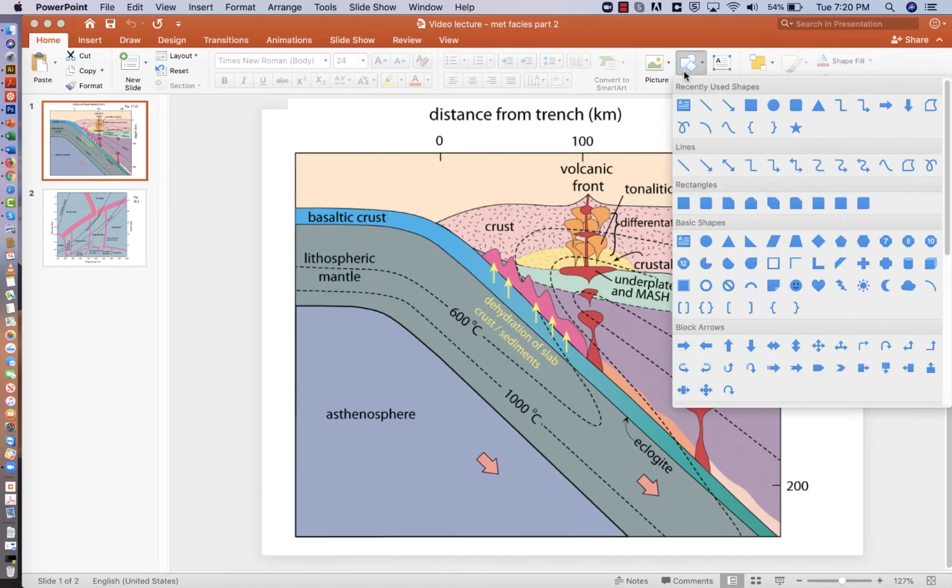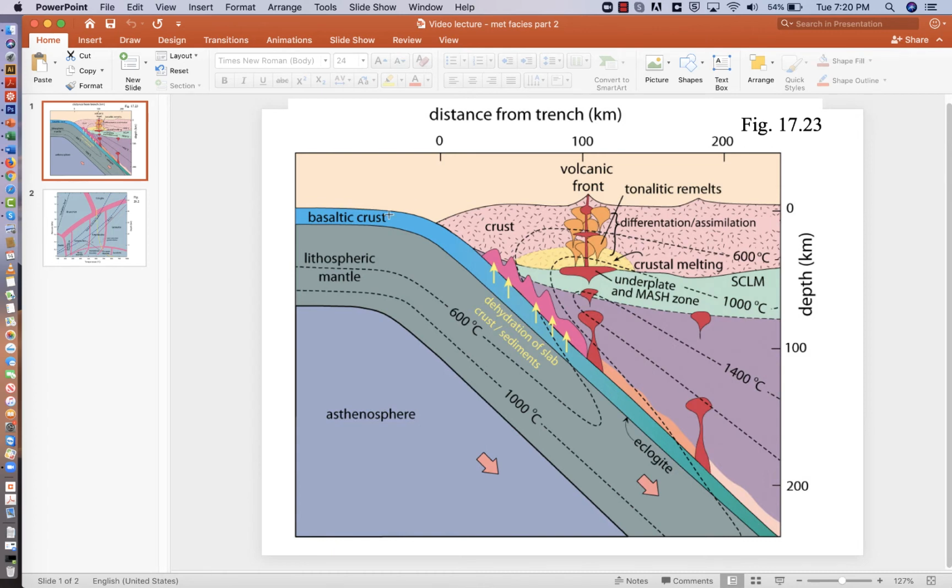And so what I'll do here is I'll use a drawing tool. Here's the 600 degree isotherm. So if I want the boundary between greenschist and amphibolite, I'll draw a line that's just above that 600 degree isotherm curve. And then I'll paint it red so it shows up a little bit better.